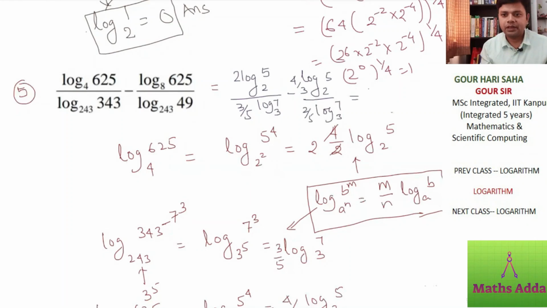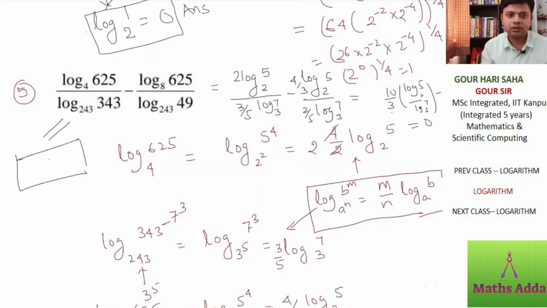If you simplify it, 5 goes there, so it is 10 by 3. This is log of 5 base 2 by log of 7 base 3 minus, it is again the same, 20 by 6, 10 by 3, same term, right? This becomes 0. So this complicated term answer finally becomes 0.